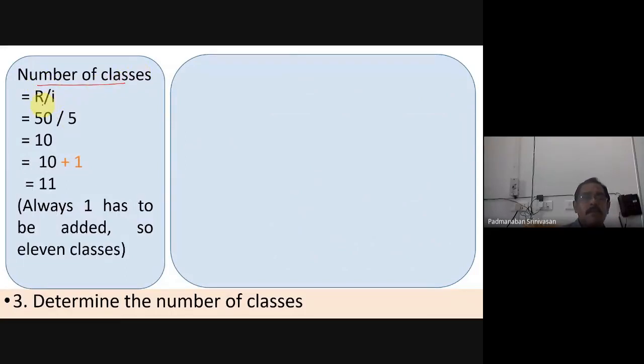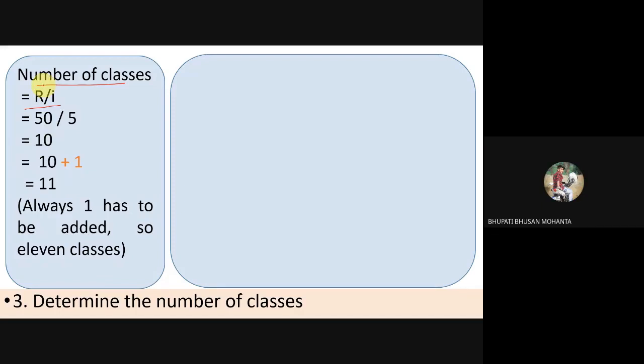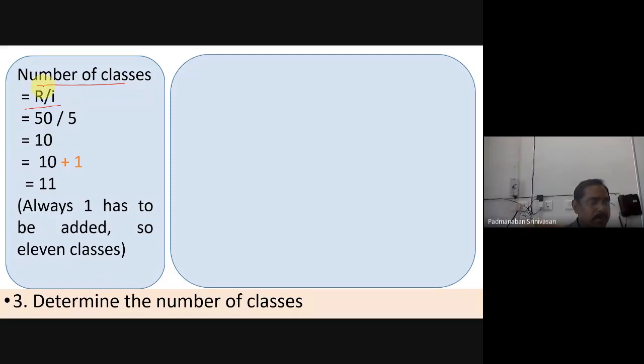The formula for number of classes is R by I, where R is the range, which we calculated previously. What is the formula for range? Yes, highest score minus lowest score is the range. That is what, 50, I calculated before. I, you tentatively keep as 5. I'll explain why I have taken 5. You tentatively keep it as the class interval, which we know is the distance between the real upper limit and the real lower limit. Tentatively have it as 5 and go ahead. Let me explain it later.